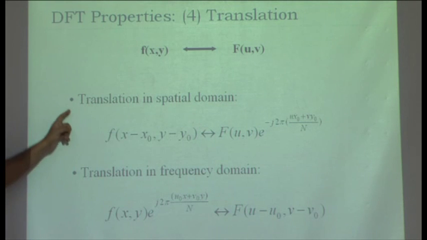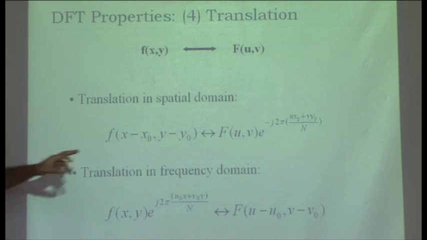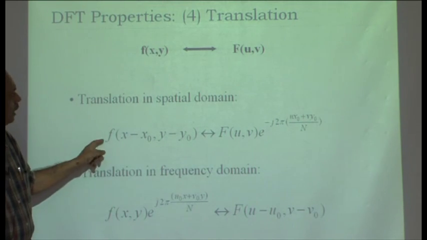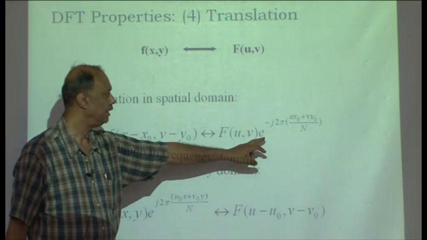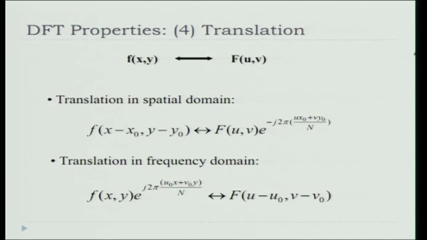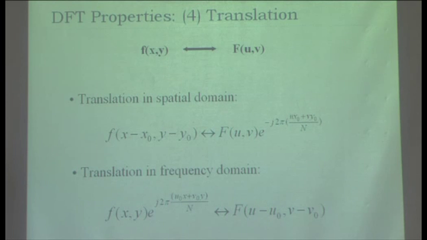In the translation in the spatial domain, f of x minus x 0, y minus y 0, you will be getting F of u v e to the power minus j 2 pi. Just put the value in your original algorithm, and you will find that some part of e to the power will be there, which is a constant because it is u 0 and v 0. So, you can take out x 0 and y 0. The inverse one also will be the same, satisfying the same property.